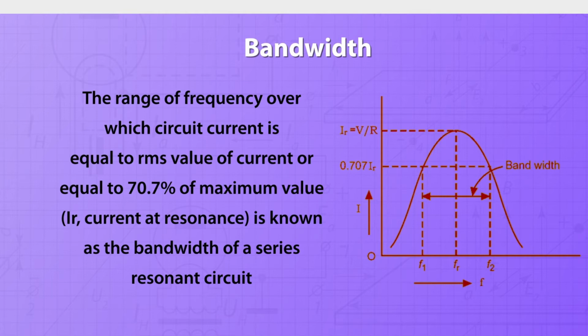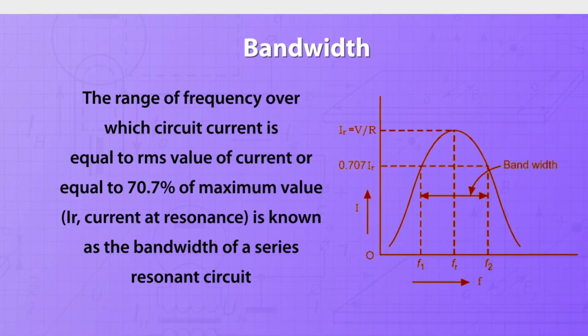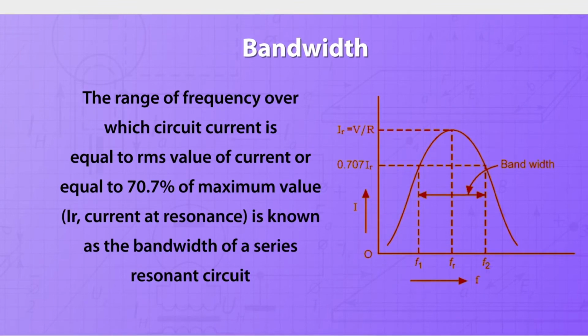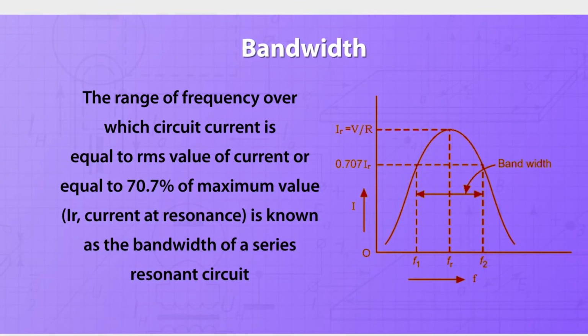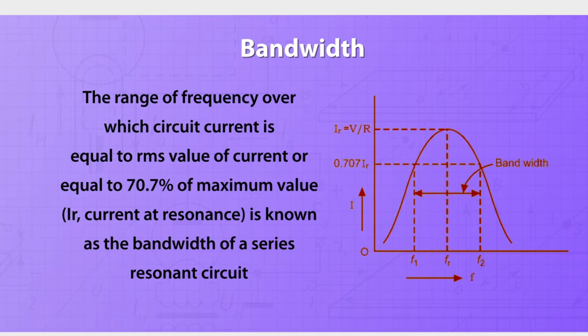The range of frequency over which the circuit current is equal to or greater than the RMS value of current, or you can say 70.7% of maximum current, is known as the bandwidth of a series resonant circuit. So bandwidth basically lies from frequency f1 to f2. If you want to calculate the bandwidth, it can be written as bandwidth equal to f2 minus f1.